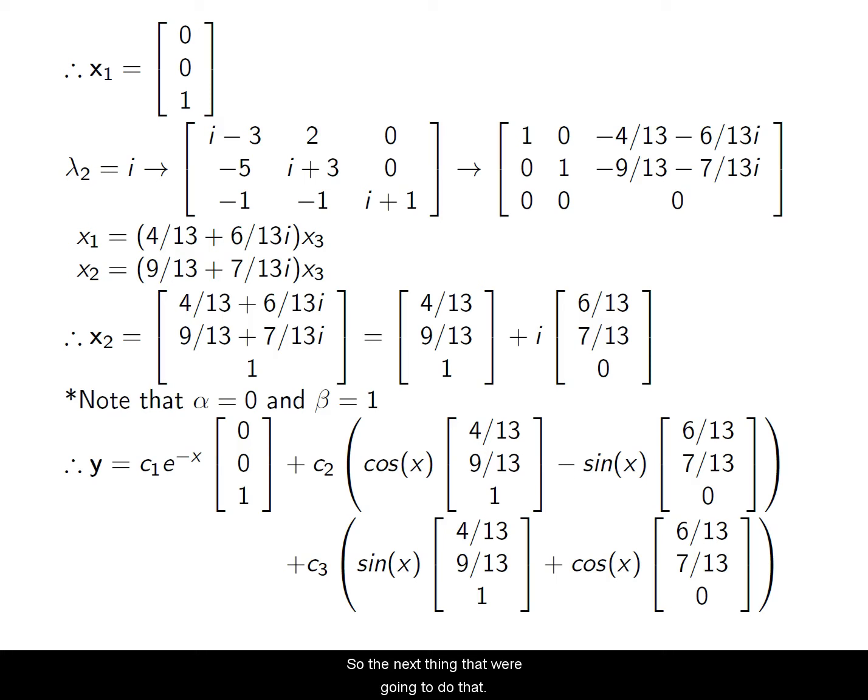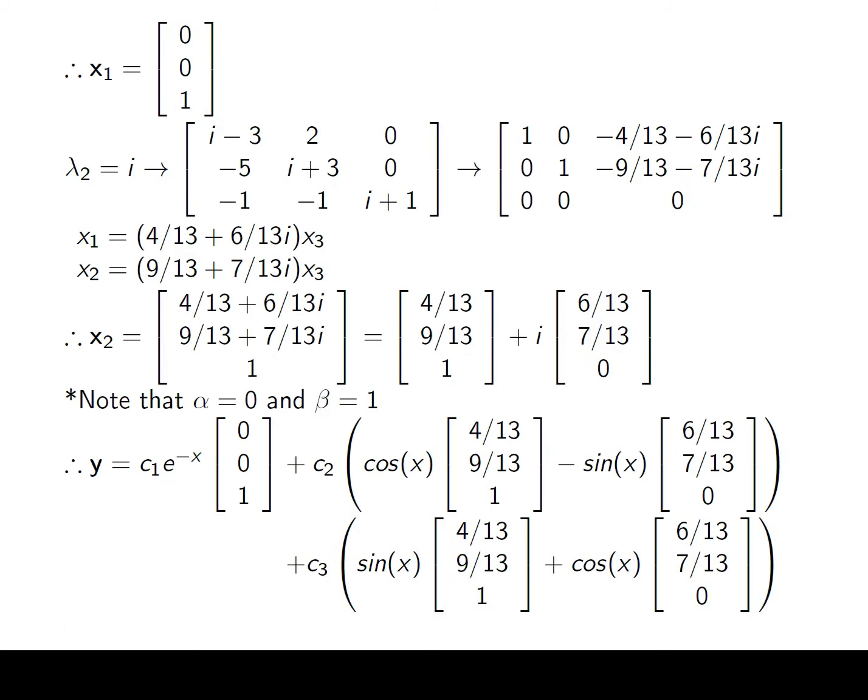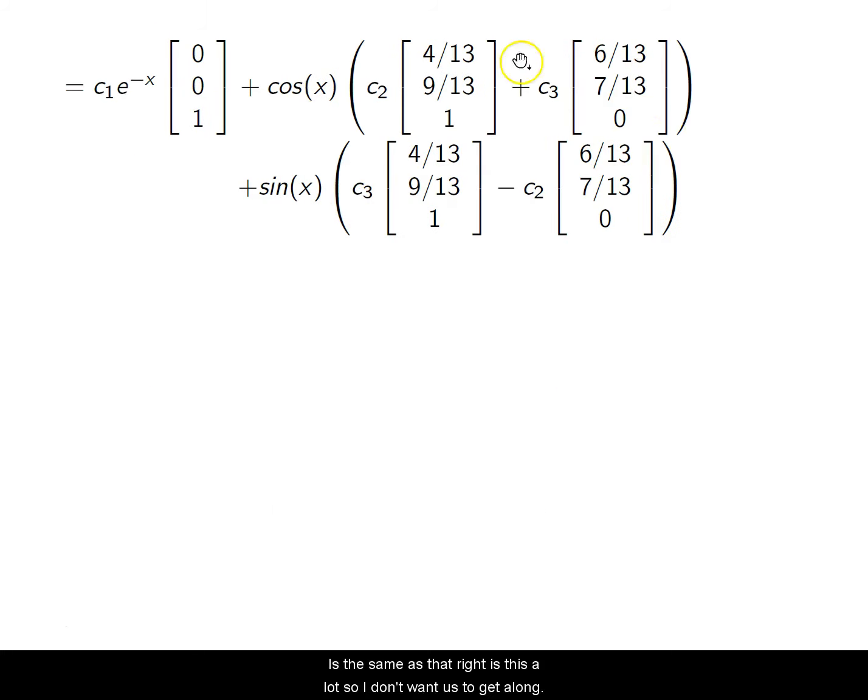The next thing we're going to do is simplify this. But before we simplify this, we're going to apply our initial conditions. Remember, we had initial conditions. I need to use those to find C1, C2, and C3. Here all I did was repeat this. I didn't move anything. I just brought it down again so we can work on it. It's just a lot, so I don't want us to get lost.